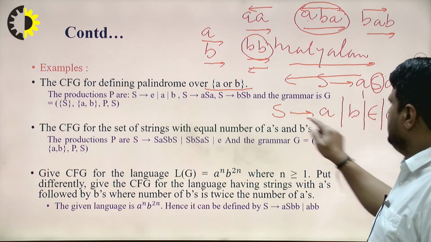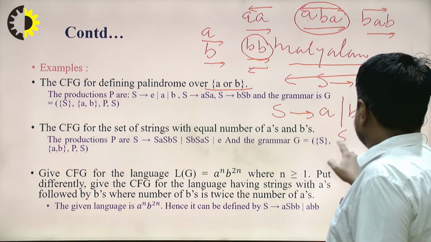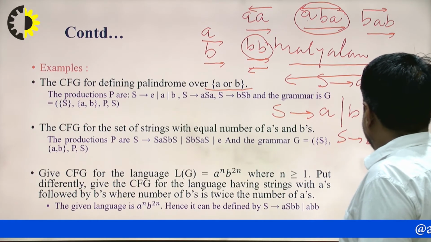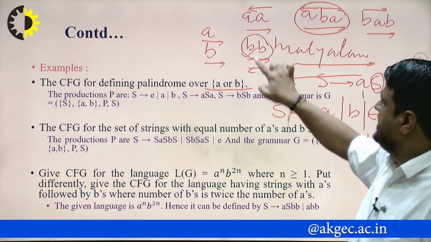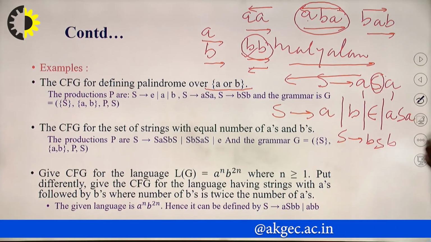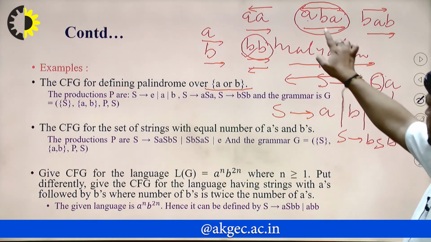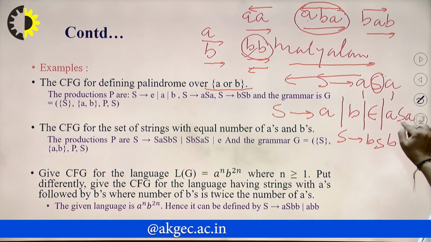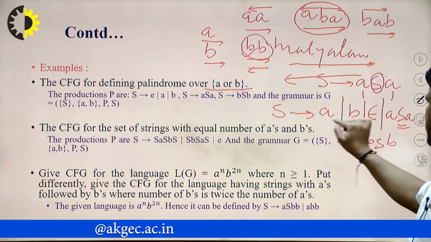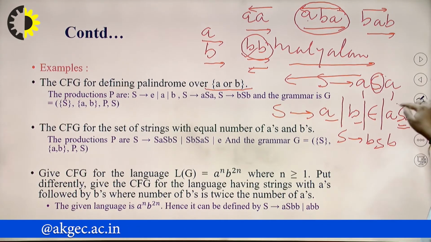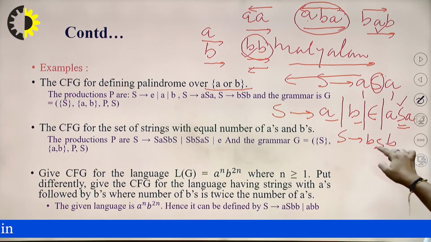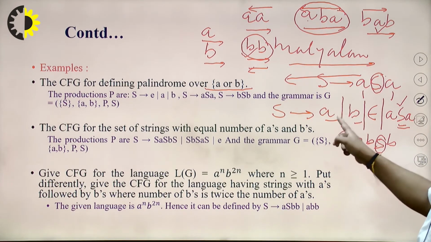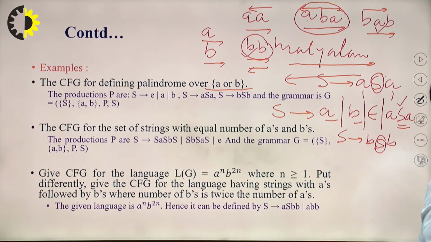After that, you can see S tends to BSB will also be a production, because you want to generate BB, right? Now you can see, if you want to generate ABA, then this S is replaced by A or B. So this is okay. This production will work for this one. For this one, you can see BSB. If you replace this S by A, then the A production will also be available. So this is the resultant grammar.